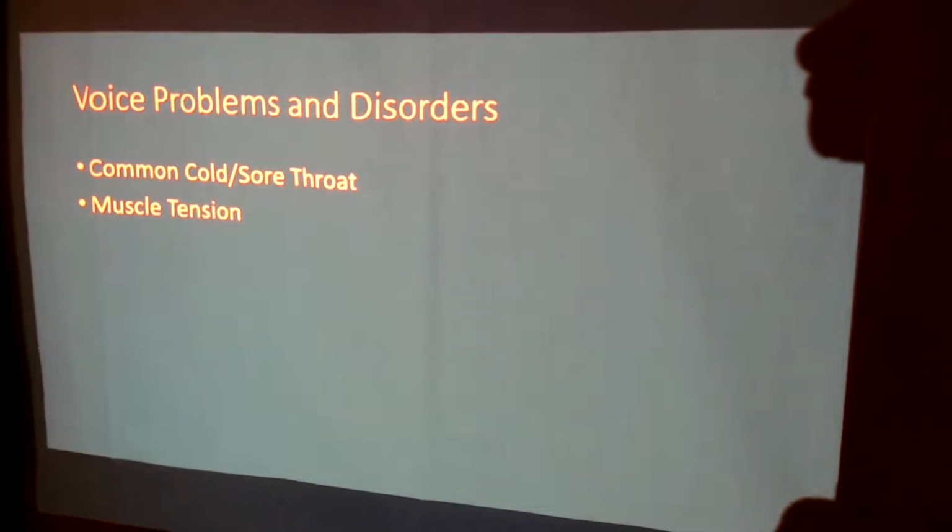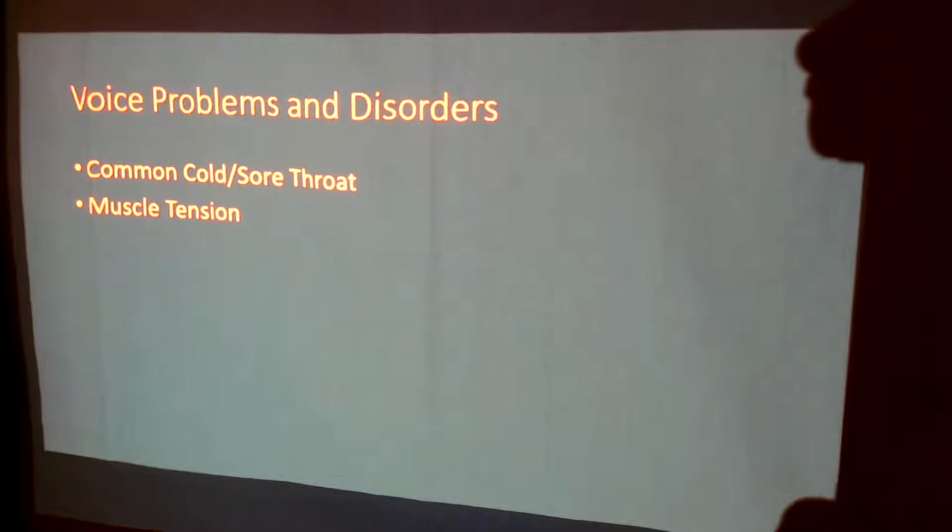Muscle tension, again, as I mentioned, if you're not using the right pitch and loudness that your sound box has been designed for, you are putting in muscle tension. You're not letting your natural vibrations come out. You are adding more tension to create a different vibration, and continuous use or overuse of that will lead to muscle tension voice problems.